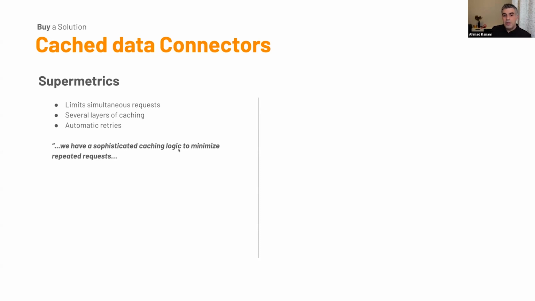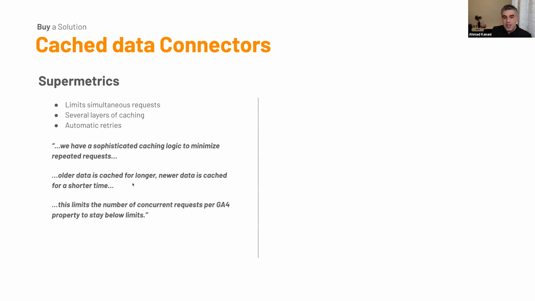Okay, this is directly from the CEO. So they have a sophisticated caching logic to minimize repeated requests. Older data is cached for longer, newer data is cached for a shorter time, it's smart, and it will limit the number of concurrent requests, so it stays below the limit. So it's nice. And this, compared with the new and higher quota limits, compared with the Looker Studio's own caching, should help with many use cases, unless you have a really complicated use case that requires a data warehouse.